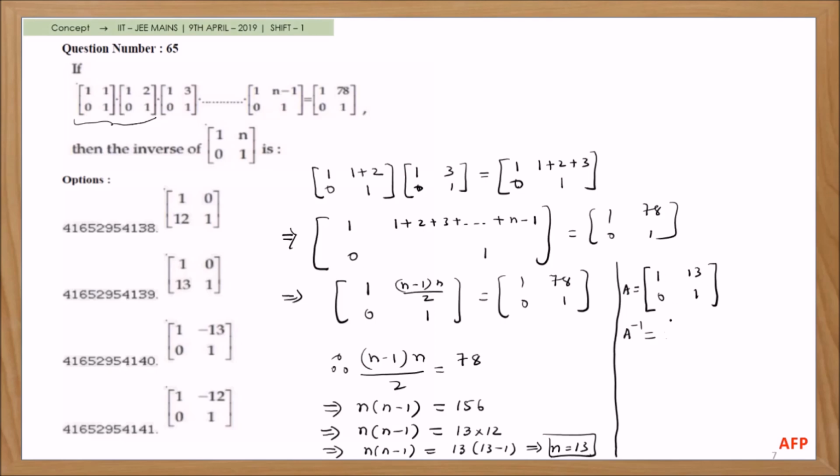Its determinant value is 1. So interchange the diagonal elements and change the sign of the non-diagonal elements. This is what we are using. Your option 3 it follows.